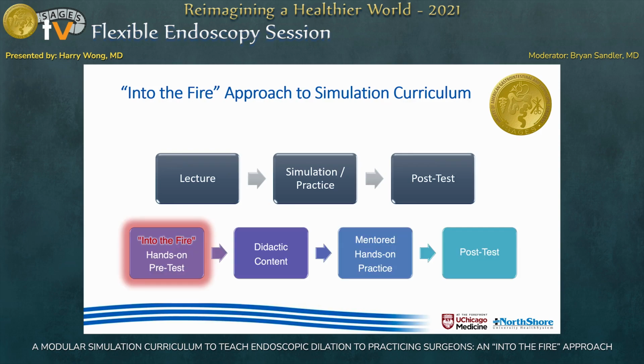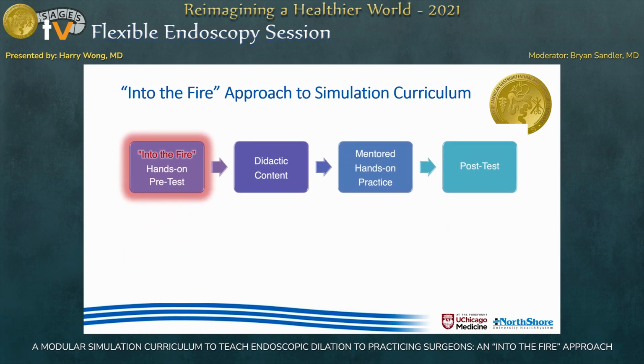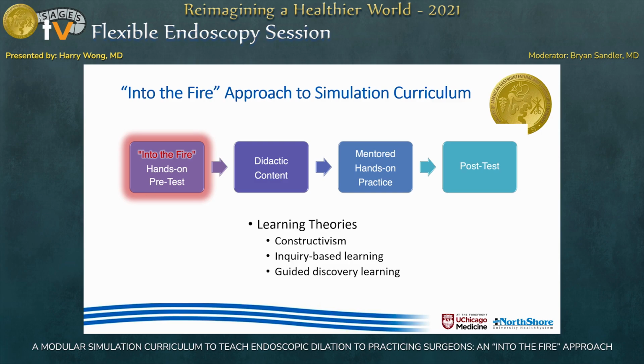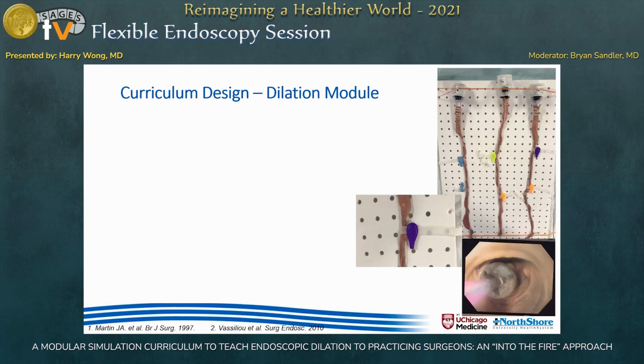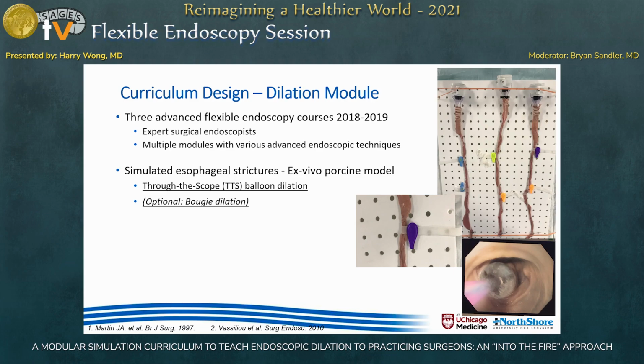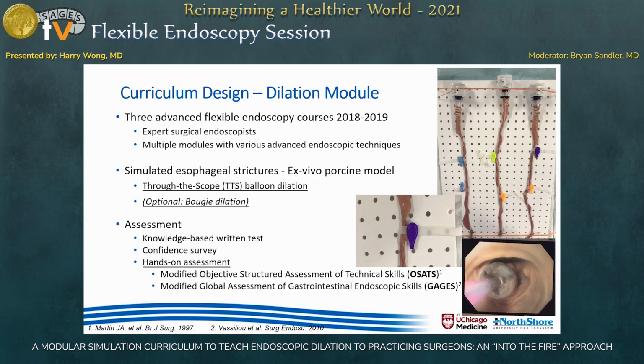We use a similar into-the-fire approach where participants are asked to perform the simulated task first, based on different learning theories. Specifically for the dilation module, we used a similar ex vivo porcine model to simulate esophageal strictures. The task we asked the participant to perform is through-the-scope balloon dilation, although we also provided an option for a bougie dilation.